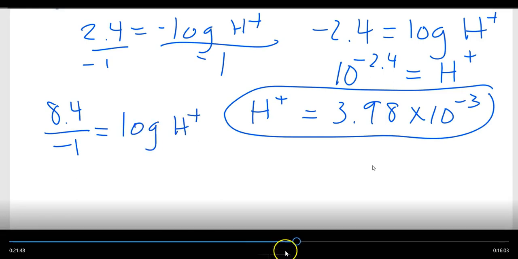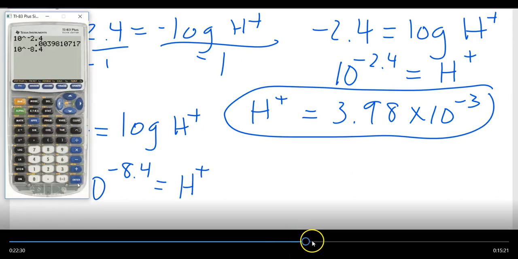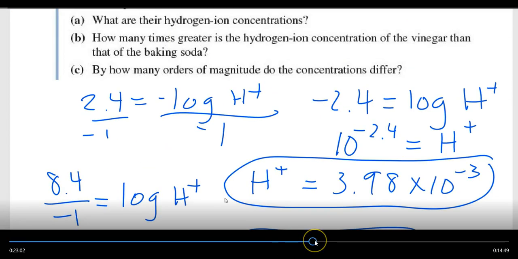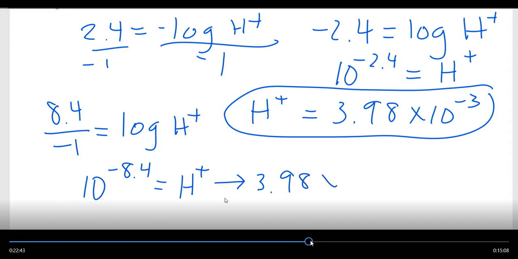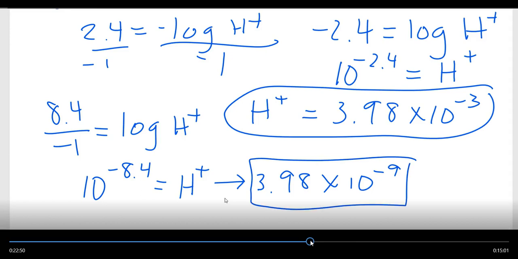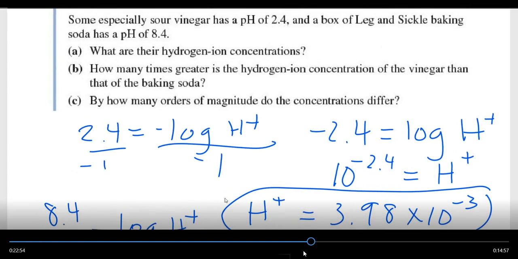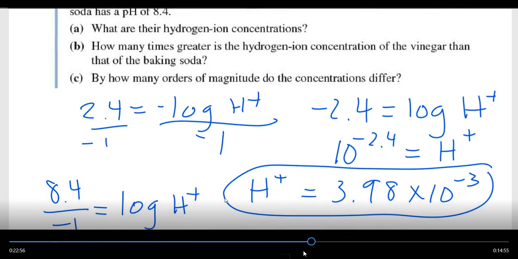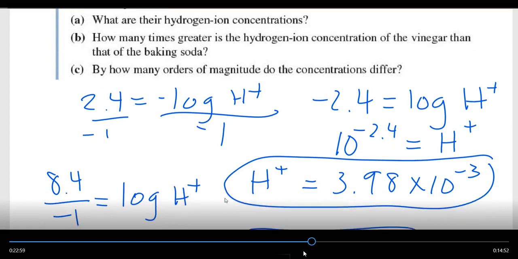Let's skip ahead, because you're just doing the same thing. So we end up with 3.98 times 10 to the negative 9th. Okay, so that's the other one. Now, see if I can answer their question. How many times greater is the hydrogen ion concentration of the vinegar than the baking soda?